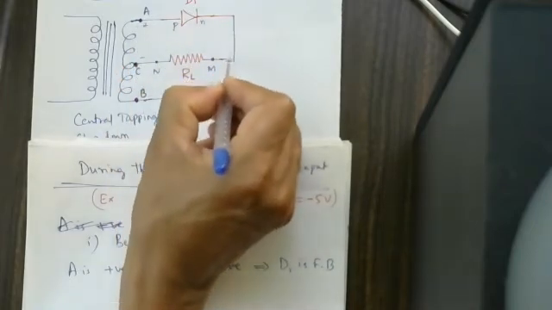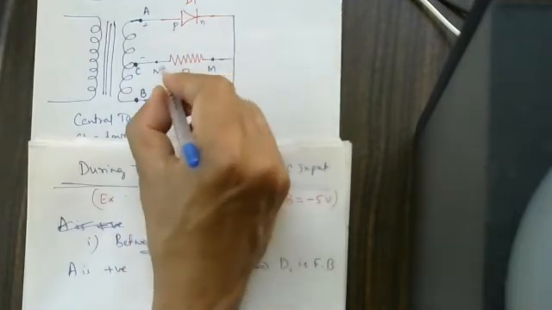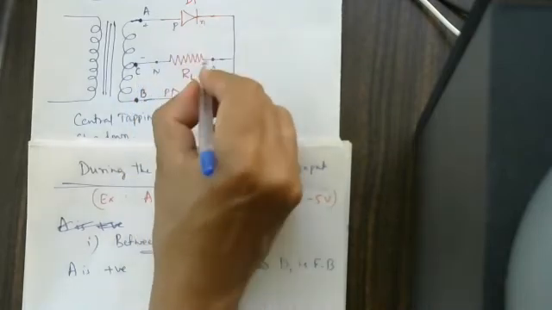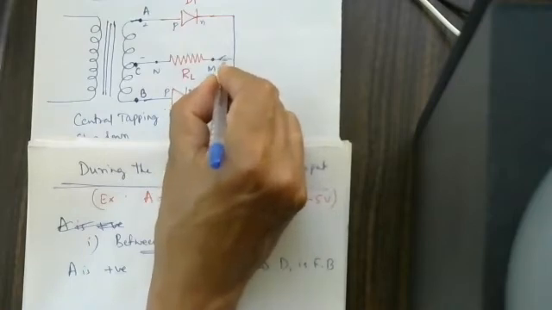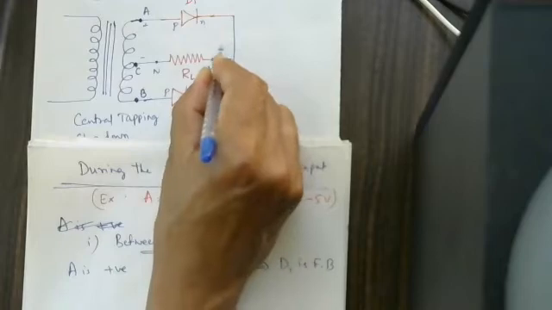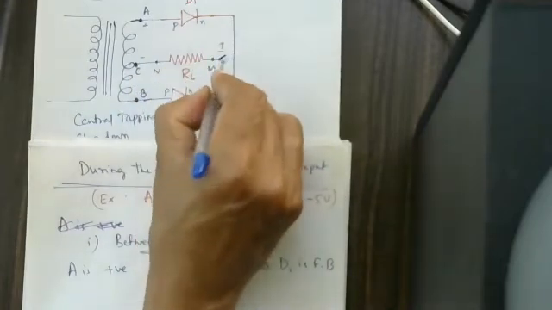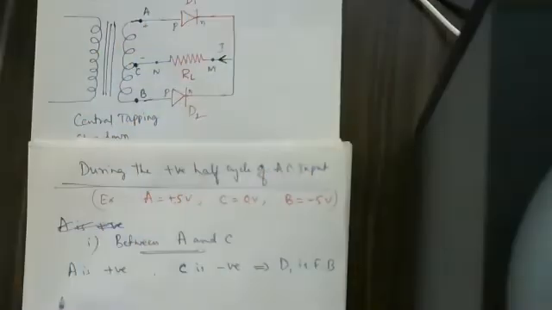As current is flowing here, the current is passing like this. Hence, here there is a voltage. I will show the direction of the current also. With an arrow mark, I will show it here. This is the direction of the current. So current is passing like this. Therefore, across RL, there is a voltage.